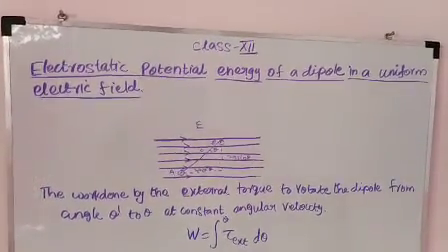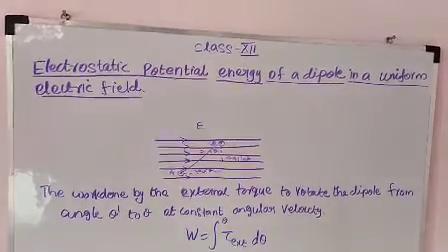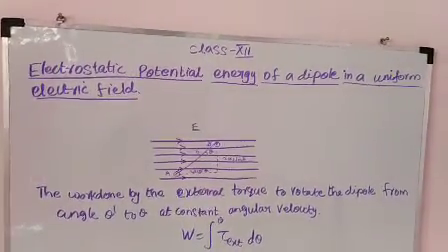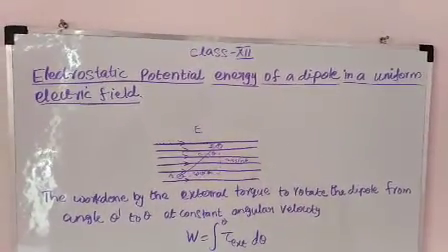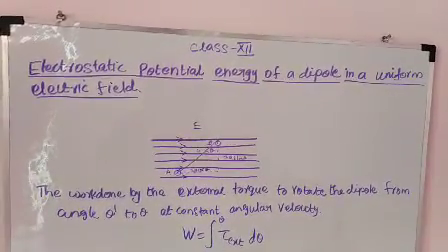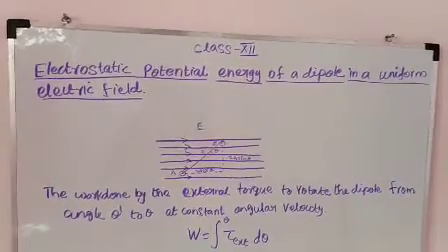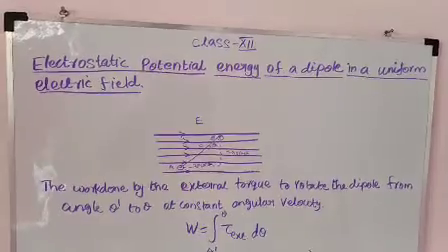So what is a dipole? Two equal and opposite charges separated by a small distance constitute an electric dipole. What is a uniform electric field? An electric field with the same magnitude that travels in the same direction is called a uniform electric field.